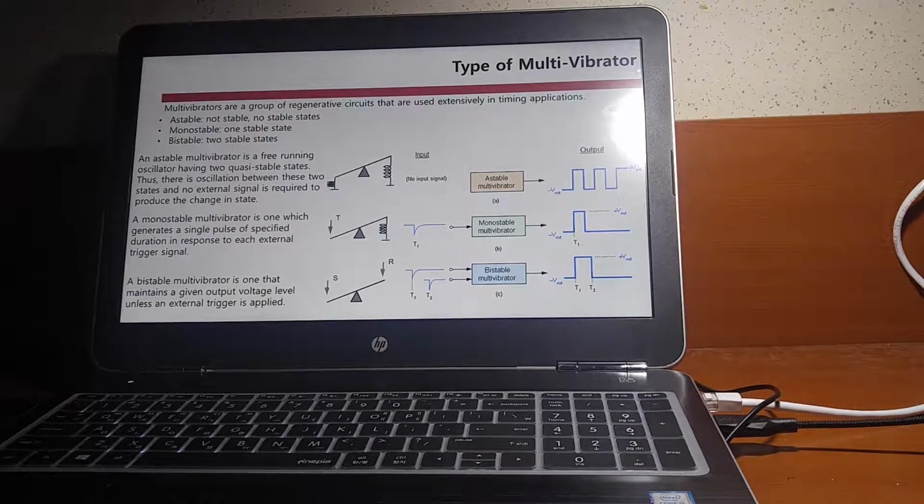Multivibrators are a group of regenerative circuits that are used extensively in timing applications, and there are three kinds of states. First is astable, which has no stable state. Second is monostable, which has only one stable state. And bistable has two stable states.